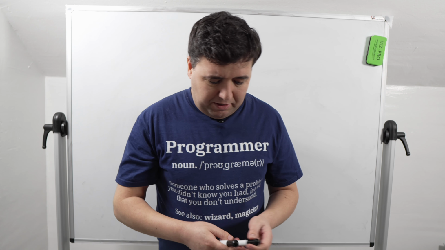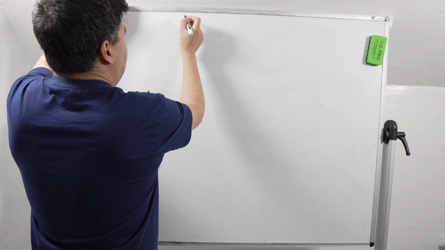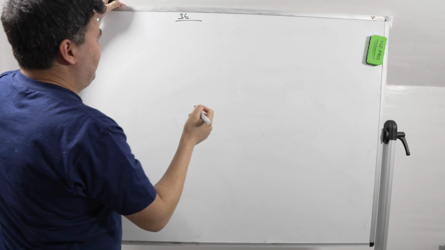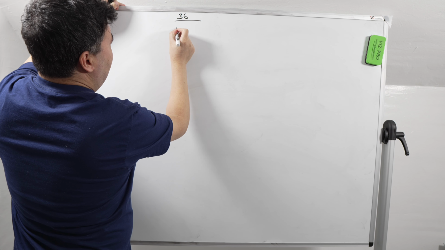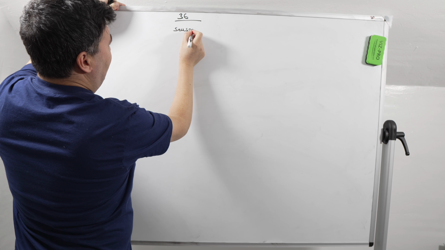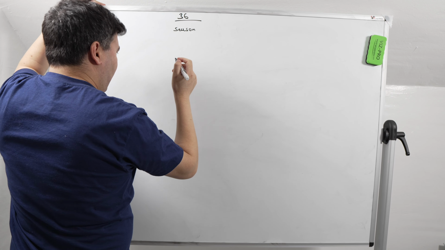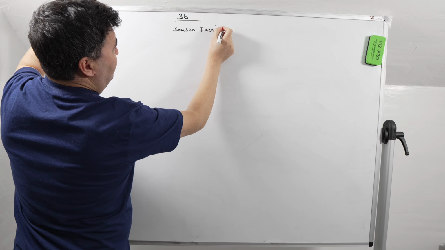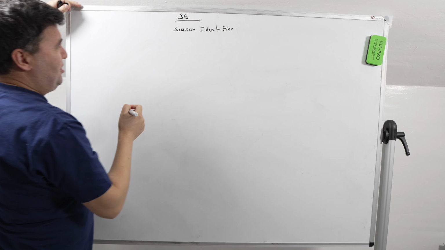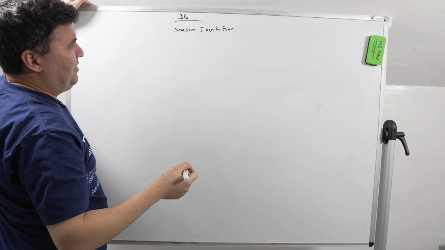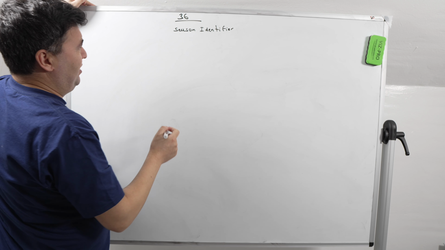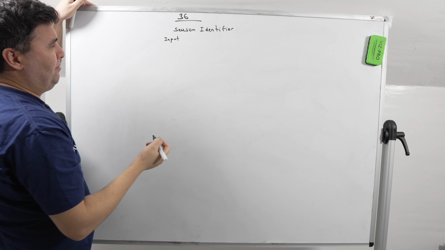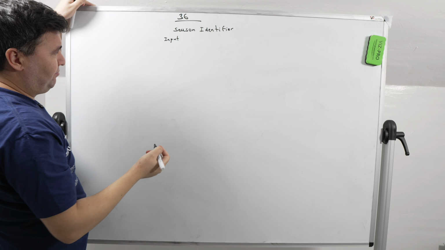So we are on lecture 36 on C++. And we write a season identifier program. So we call it a season identifier. So in this program, we ask the user to enter a month number between 1 to 12. So our input is we ask the user to enter a month number.